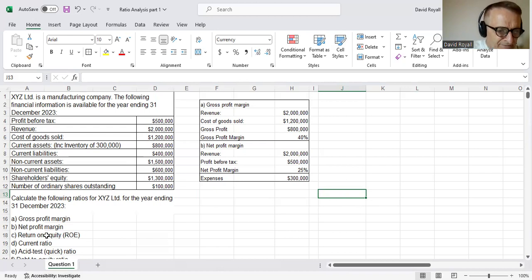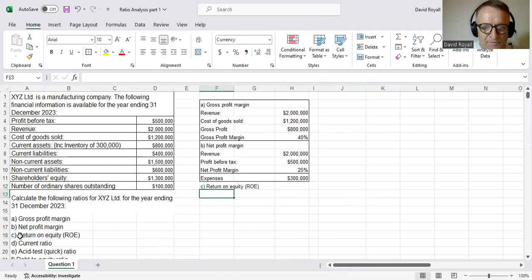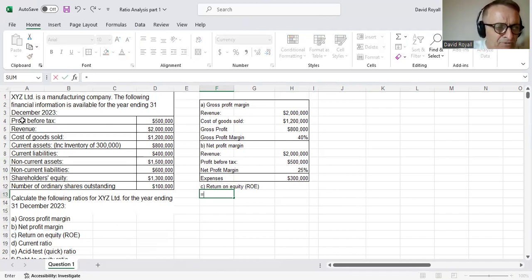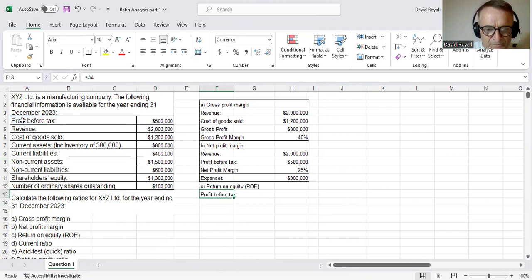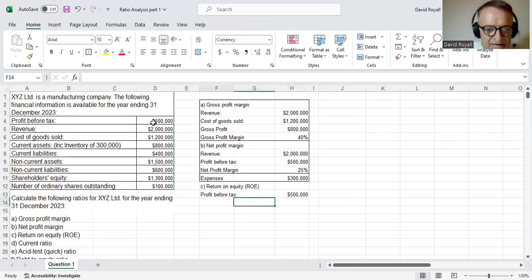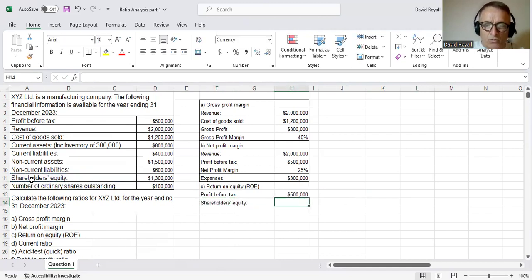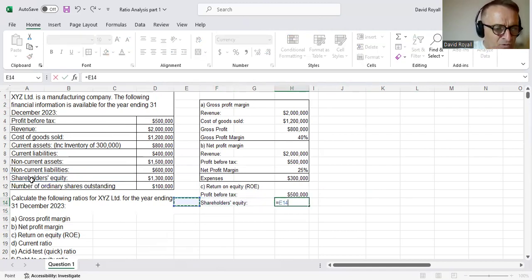Okay, well, what about this next figure here? Return on capital employed. Now that might be actually quite an important figure, particularly if you're a shareholder. What this is looking at is the relationship between the profit, which we now have at 500,000, and the value of the shareholder's equity. In other words, what the shareholder or the owner of the business is actually worth.